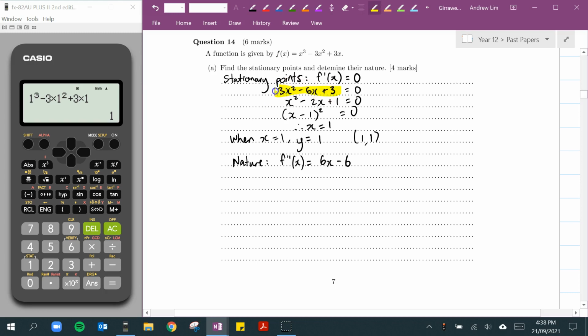Just differentiate this, because that's what f dash of x is. So f double dash of 1 is going to be 6 times 1 minus 6. 6 minus 6 is 0. So it seems here that it's not only just a stationary point, it's also a point of inflection. So therefore, (1, 1) is a horizontal point of inflection.